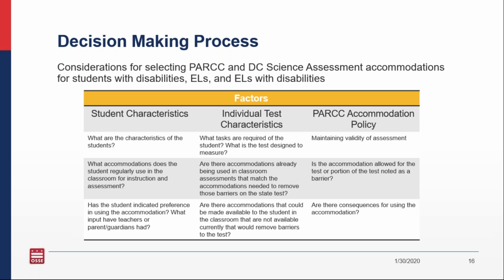And then a final factor would be the PARCC accommodation policy. We want to make sure that accommodations maintain validity of the assessment. Ask yourself, is the accommodation allowed for the test or portion of the test noted as a barrier? And are there consequences for using the accommodations? We just want to make sure that any accommodation used by a student is valid and will not hinder the student. It will not cause the scores to be invalidated.